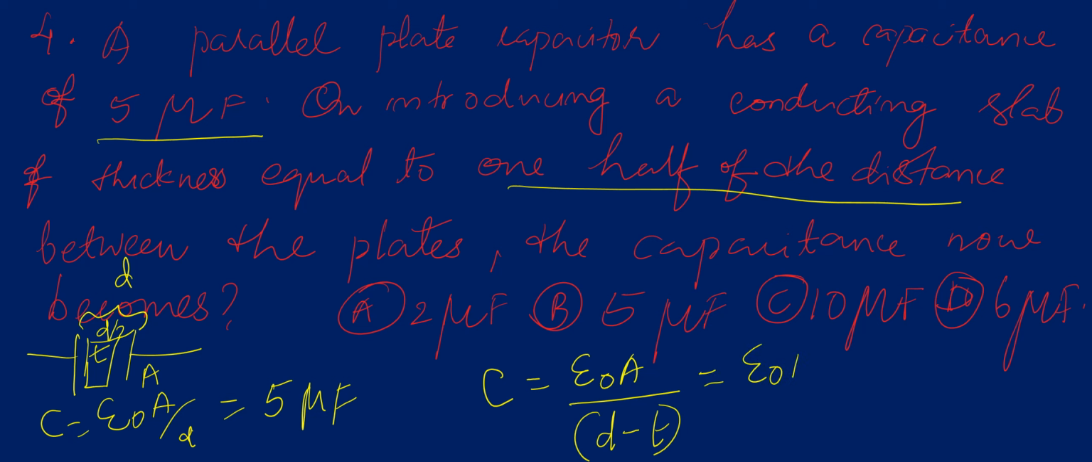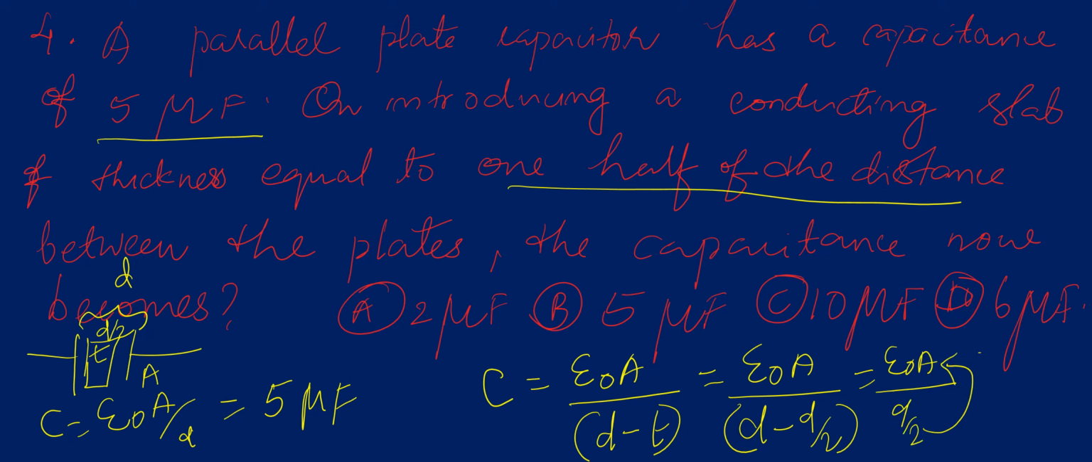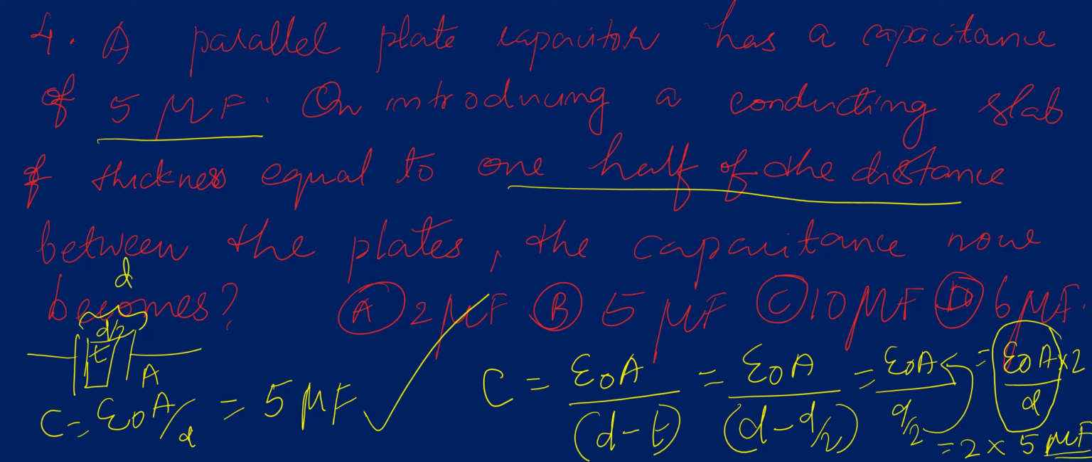That is epsilon 0 A by D minus T, where T is D by 2. So this becomes epsilon 0 A divided by D minus D by 2, which is D by 2 itself. So you will get epsilon 0 A divided by D into 2. That is 2 times this value. That is 2 into, we already know that epsilon 0 A by D is 5 microfarad. So 2 into 5 microfarad, you will get 10 microfarad as the answer. Option C is the correct one.